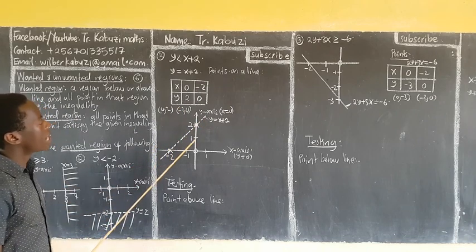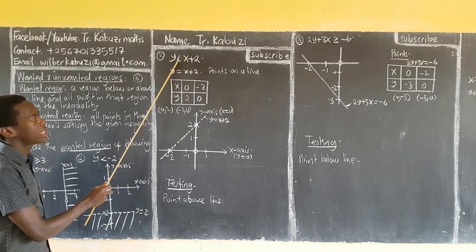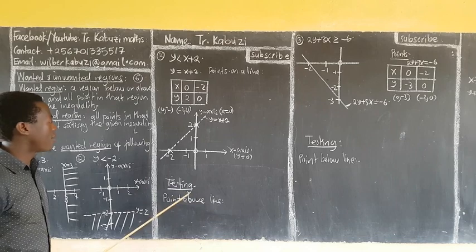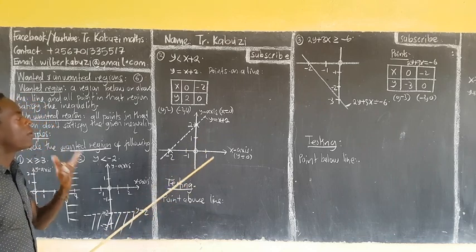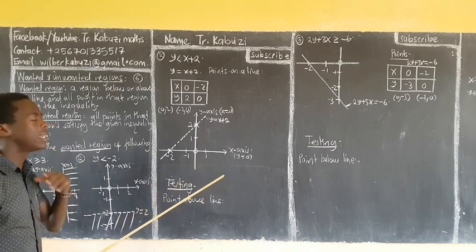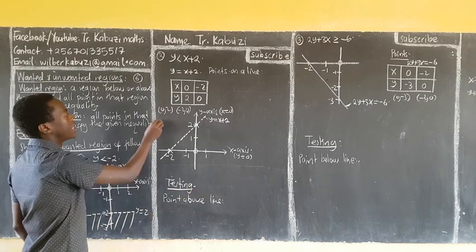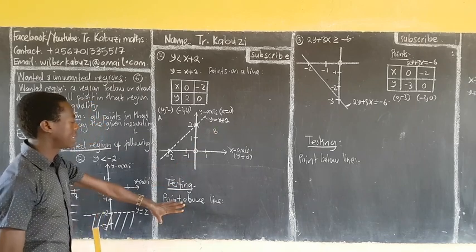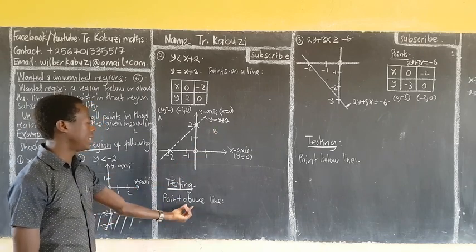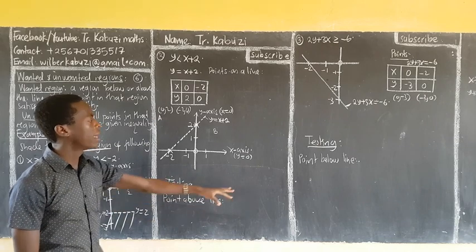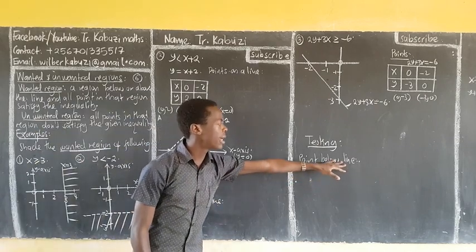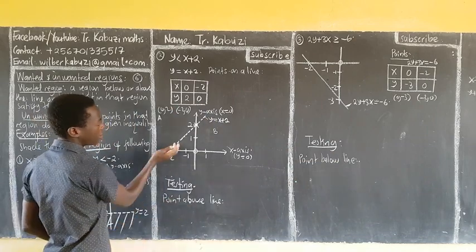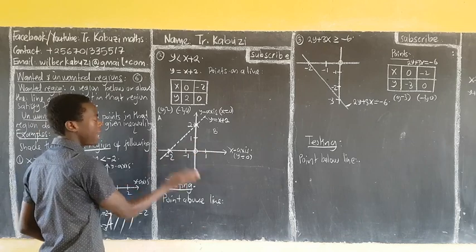So you join the line. Now you base on the nature of the sign: this one is just less than, so the line is broken. After doing that, we are going to test to see which region satisfies the inequality. This one is going to be the region above, and this one is going to be the region below. In this example, I'm going to pick a point above the line. So this is above, this is below the line.